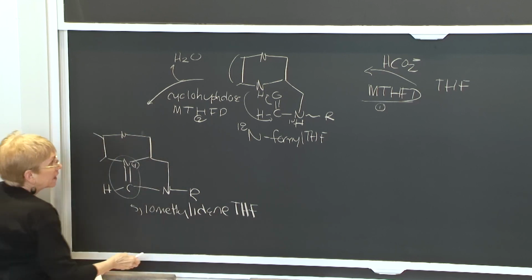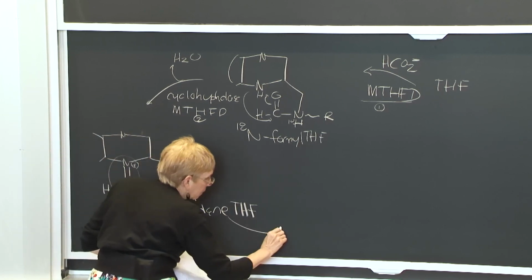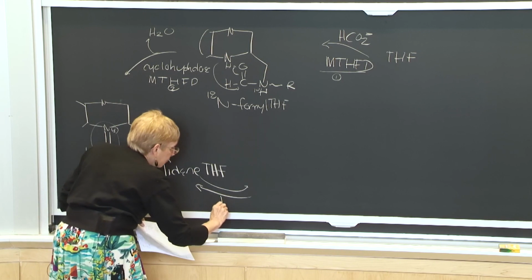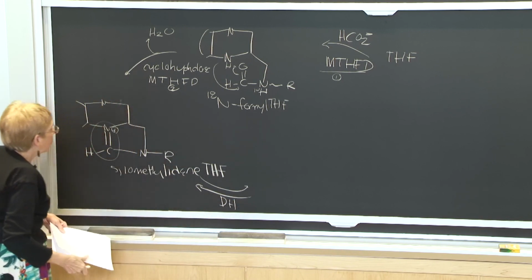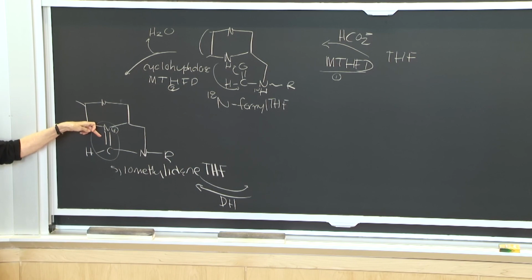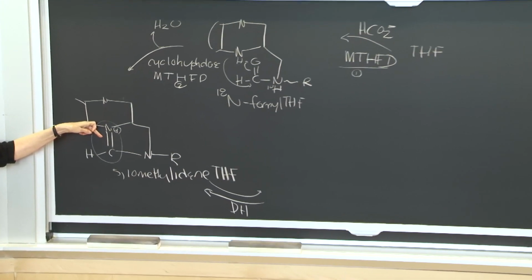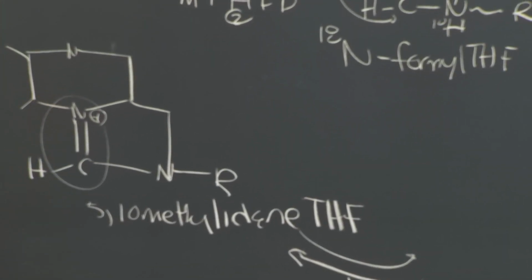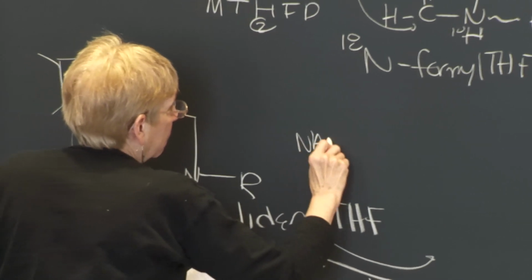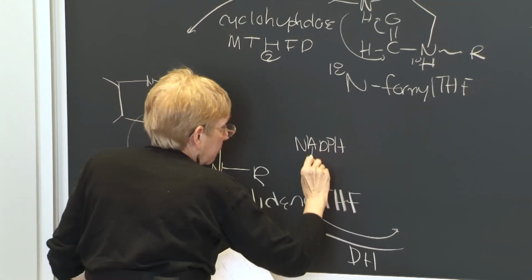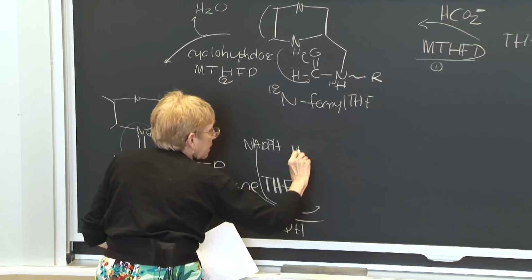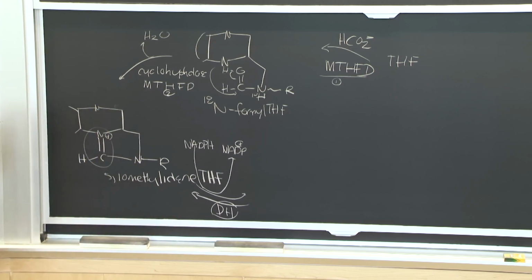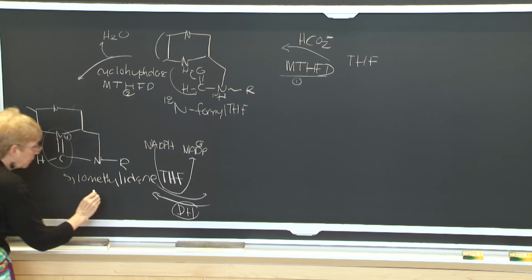And then the third enzyme in this pathway is a dehydrogenase, so DH. What you can imagine you could do here is we have an iminium system, and NADPH is the reductant, so you can reduce this down to methylene tetrahydrofolate, okay? So this can be converted to NADP. Okay, so this is a dehydrogenase. We've seen that used over and over again. This is the same enzyme.